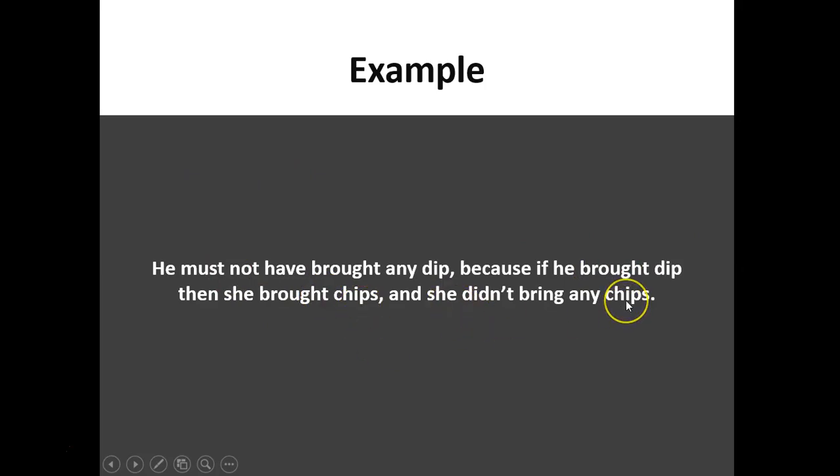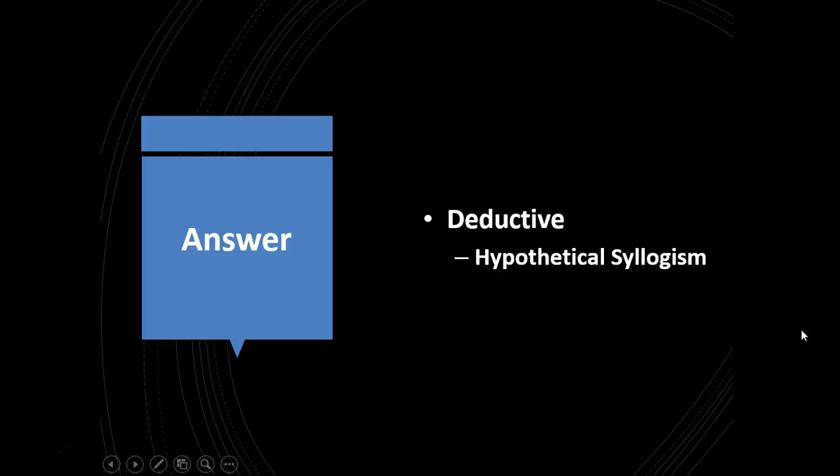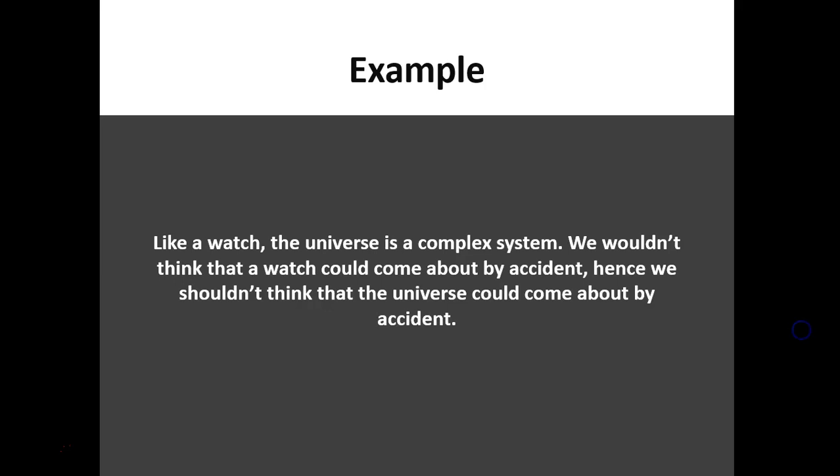He must not have brought any dip, because if he brought dip, then she brought chips, and she didn't bring any chips. Notice you've got the conclusion first, you got the if-then claim, and then it's saying no to the second part of the if-then claim. That is deductive hypothetical syllogism.